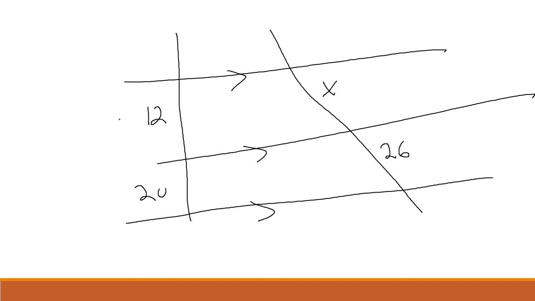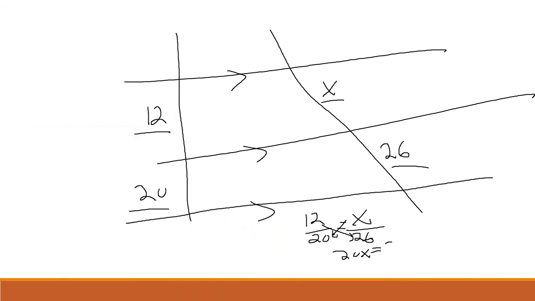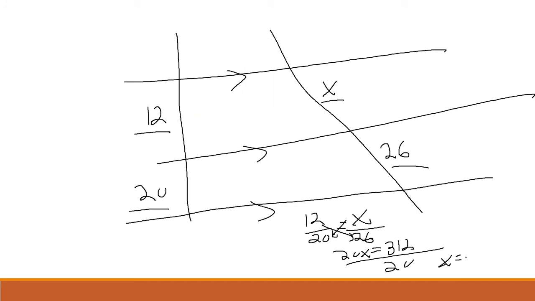Well, obviously they're not congruent, but what I can do is set up my ratio. So it goes top to bottom, top to bottom. So 12 to 20 is equal to x over 26. And then you cross multiply. So 20x is equal to whatever 26 times 12 is. So 26 times 12, get 312. Then divide by 20, and we get x is equal to whatever 312 divided by 20 is. Divided by 20, divided by 20, and we get 15.6. And then that's that.